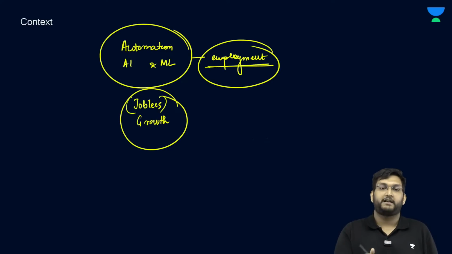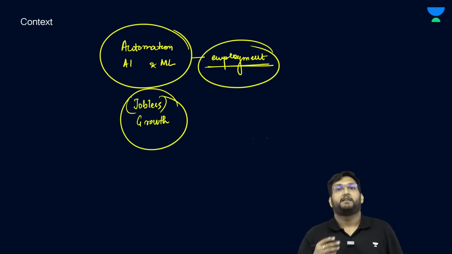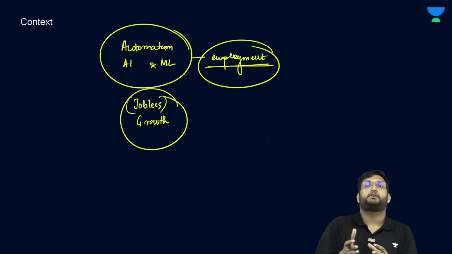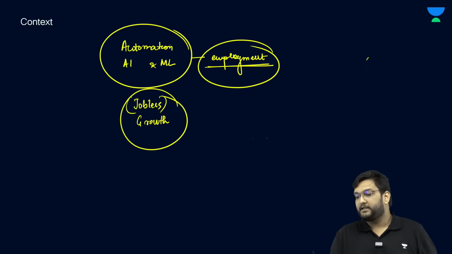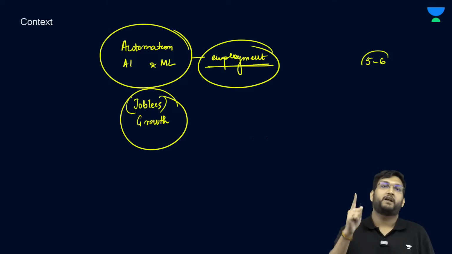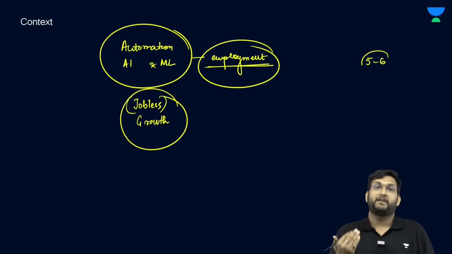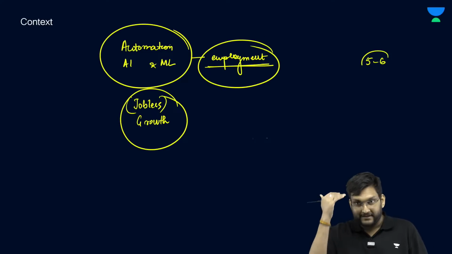Jobs are not created, but growth in GDP has been there. This is where jobless growth is actually related to the process of automation, use of technology, AI, machine learning, where there were 5 to 6 people needed to do one job. Now there's only one person. So therefore labor productivity has gone up, but labor demand has come down.